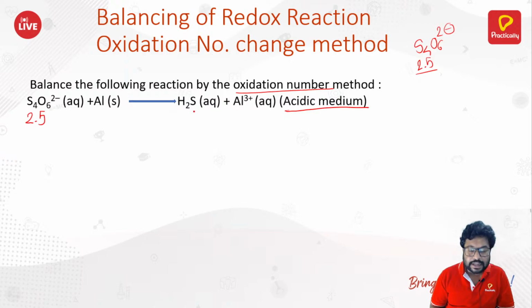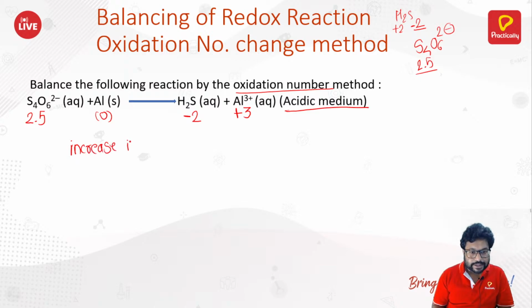Here your sulfur is in a -2, right? Because with the H2S, hydrogen is in a +1. So 2 hydrogen are in a +2. Then sulfur has to be in the -2. Sulfur is in a -2. Aluminium is in a 0. And here it's in a +3. Okay. So let's write the increase in OS first.